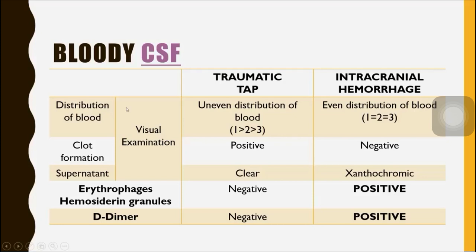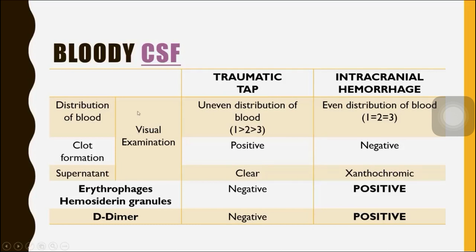Usually, it can be differentiated by means of visual examination through distribution of the blood, clot formation, or supernatant. But there are laboratories that may use microscopic examination for the detection of erythrophages and hemosiderin granules, or a serologic test for the detection of D-dimer. So usually, ito lang yung ginagamit. Okay, so how will you differentiate the two in terms of visual examination?